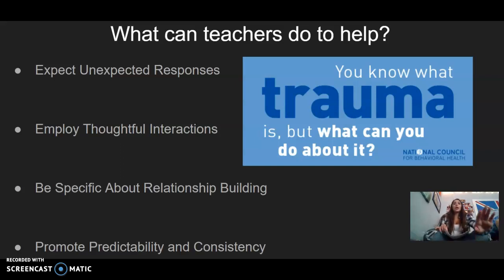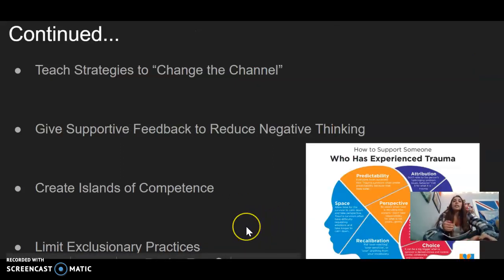So number 4, promote predictability and consistency. This means letting them know when things are changing in the classroom, because sometimes it's overwhelming to come into a space that you feel is safe and reliable, and then it gets changed on you. Maybe they don't expect their daily agenda to change, so let them know beforehand so that they feel ready and prepared for it.